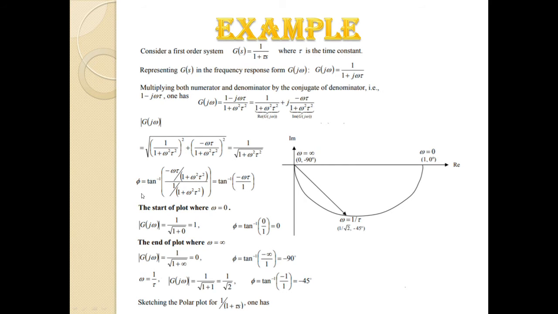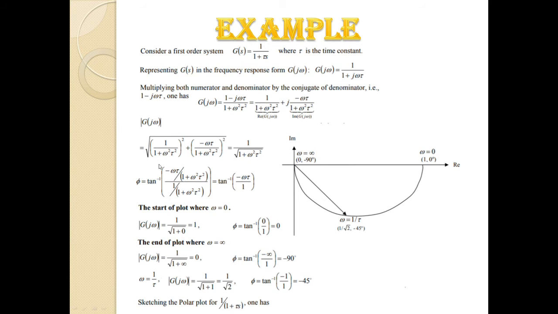Next, we need to find the phase angle. If a complex number is x plus iy, then the angle becomes tan inverse y by x. In the same manner, the angle phi is calculated as tan inverse of the imaginary part, that is minus omega tau by 1 plus omega square tau square, divided by the real part. So it gives tan inverse of minus omega tau divided by 1. To start the polar plot, first we need to take this magnitude and this phase angle, then omega will be varying from 0 to infinity.